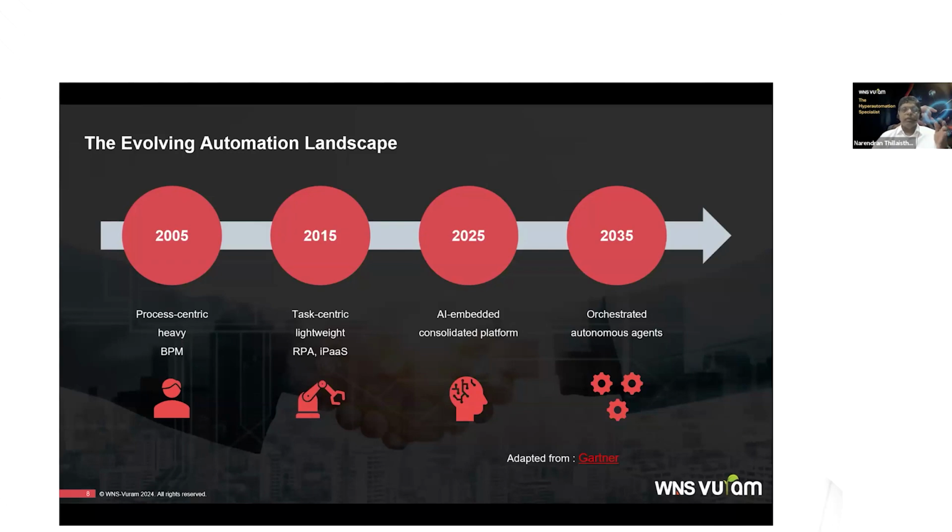Roughly 10 years back, RPA came onto the scene, what we call lightweight automation. In a way, it complemented the BPM wave, and this is where task automation came into the picture, and you had the digital persona or the bots coming into the picture. And just about now, you're seeing a lot of AI getting embedded into your process orchestration. In the future, you're going to see a lot of autonomous agents, starting in the next few years up to 2035. We're going to see a lot of agents proliferating.